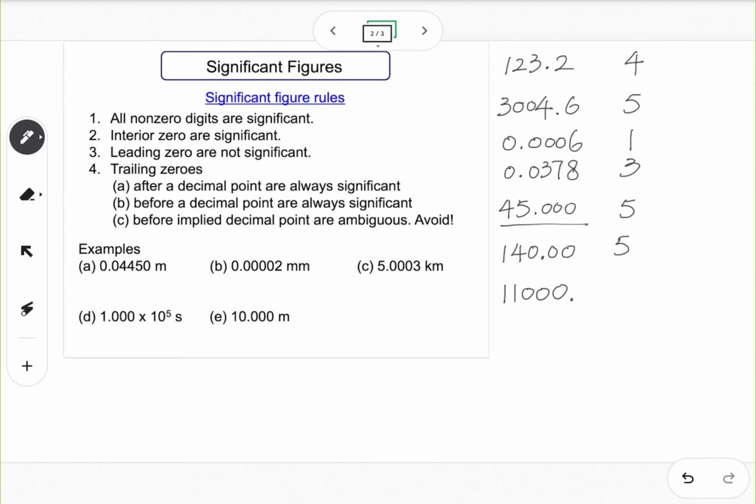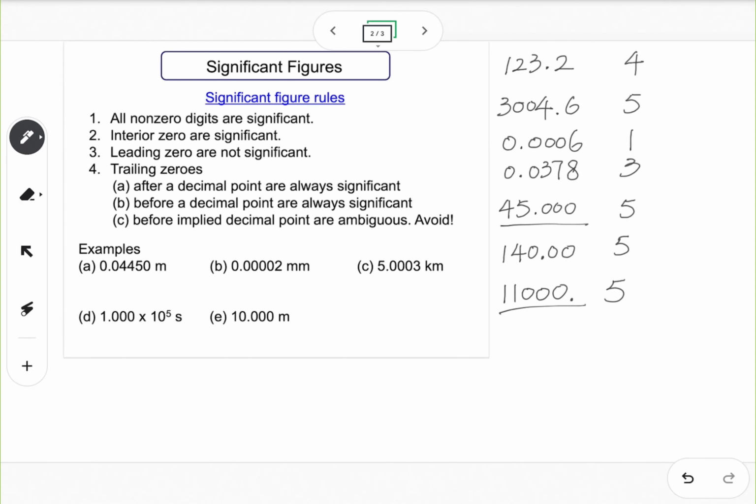So in this case, what should we do? If you have this kind of implied decimal point, then you can always treat these 3 zeros as trailing zeros. So you are going to count them as significant. So in this case, you can say that this number has 5 significant figures. But as I mentioned, we should avoid this kind of situation.